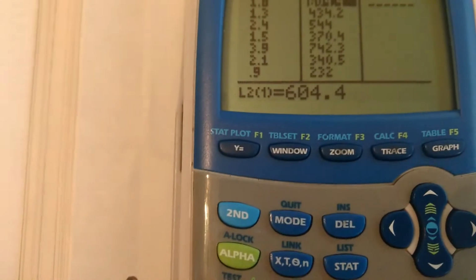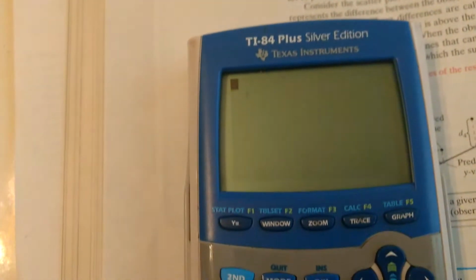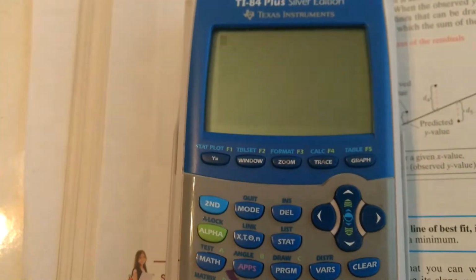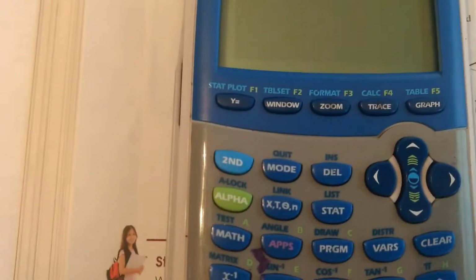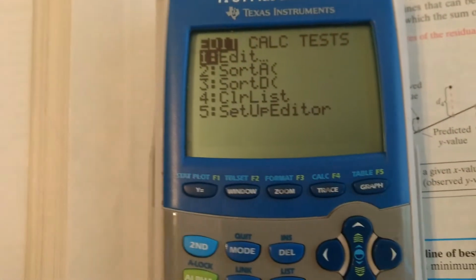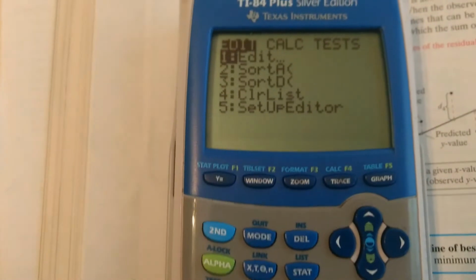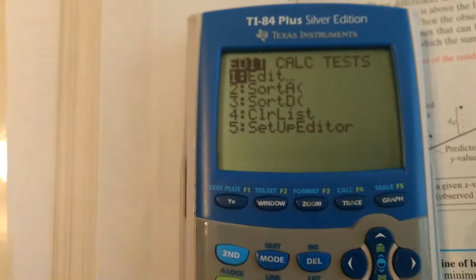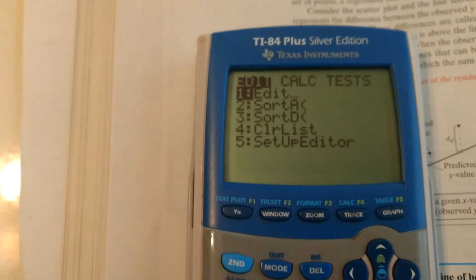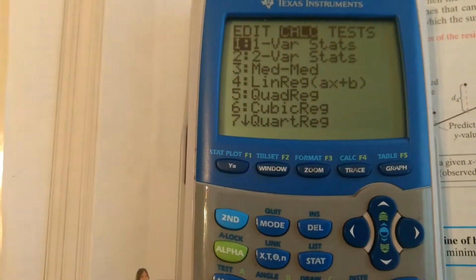Again, remember, when you're putting information in a list, you have to hit second mode, which is second quit, to get out of that list. Next thing we're going to do is hit stats. Now, we're used to going to tests. Well, now we're not going to tests. We're going to calculate, because we would like to calculate the linear regression equation. So I'm going to hit my right arrow to calculate.